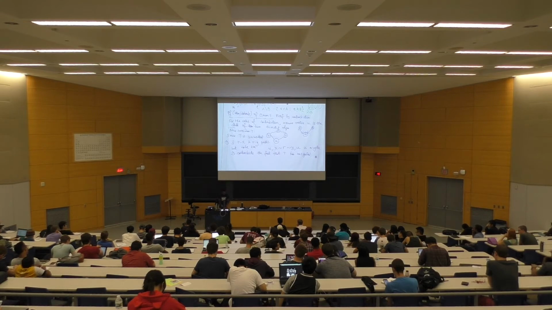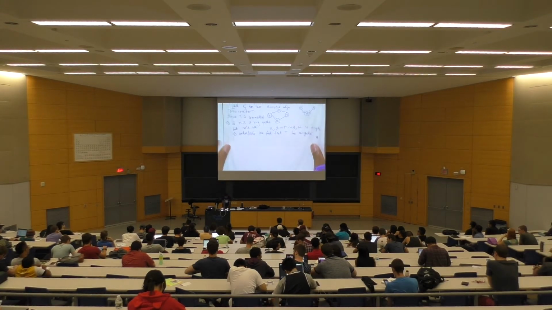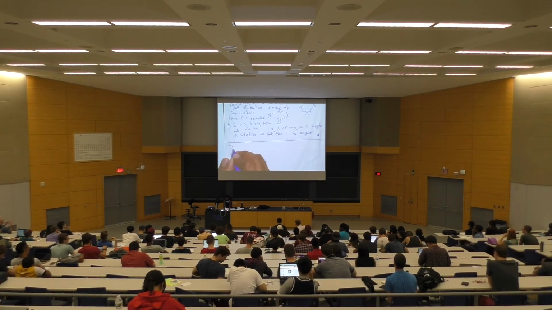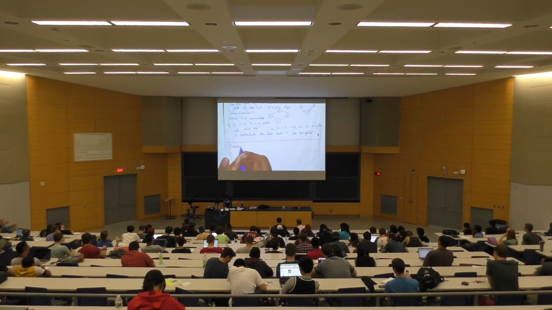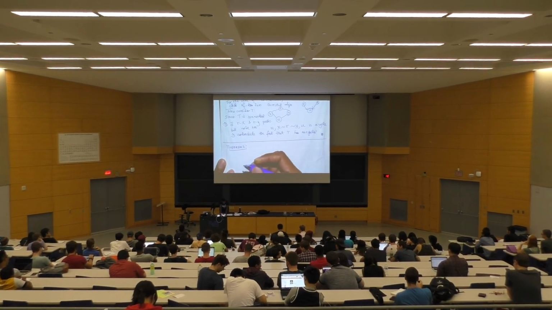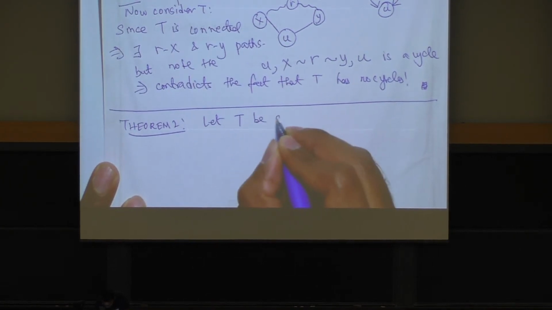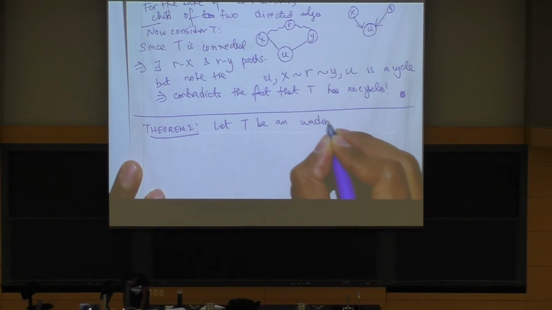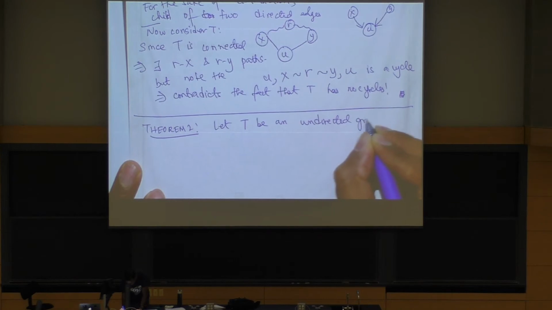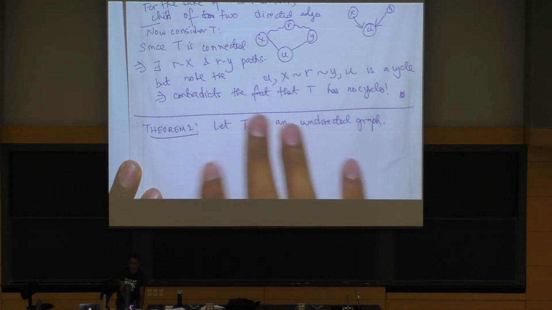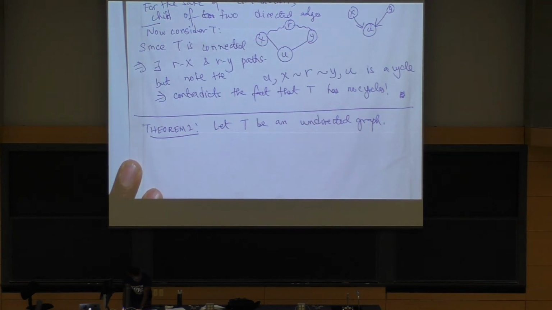All right, so it turns out there is a much more interesting, more general theorem which I'm not going to prove, but something that's true. It says the following: let T be an undirected graph. Note here, so far I have not said that it's connected or has no cycle, so the fact that I'm using T doesn't necessarily mean that it's a tree.